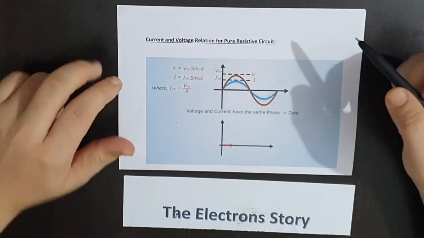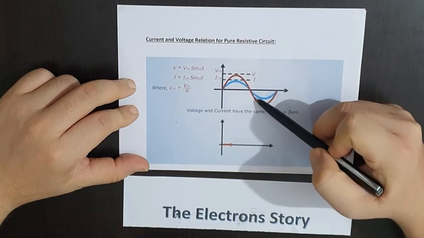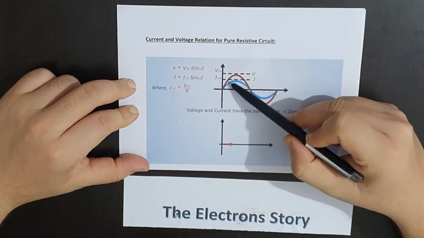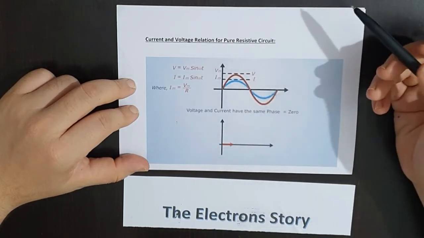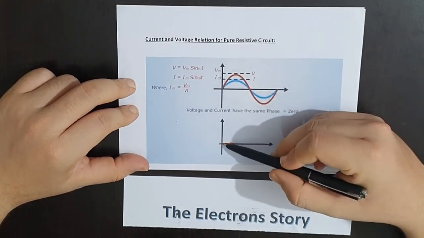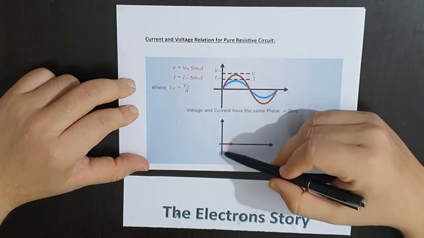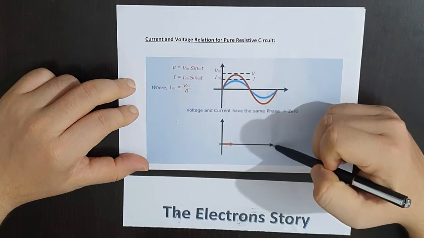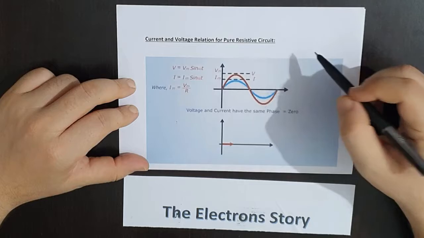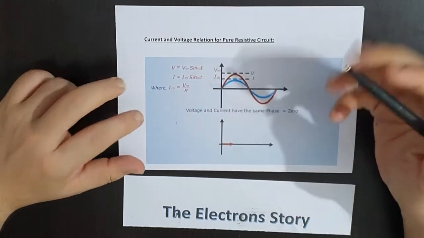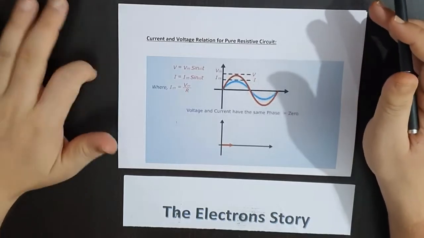Now in the case of a resistor, the sine wave goes like this, which I explained to you, and the current also follows the wave. So there is no phase shift. In terms of phasor, the current is in the same phase as the voltage. If on the x-axis I draw the current, the voltage is along the same axis. This is the current and voltage relation for a pure resistive circuit. There is no phase shift in a pure resistive circuit.